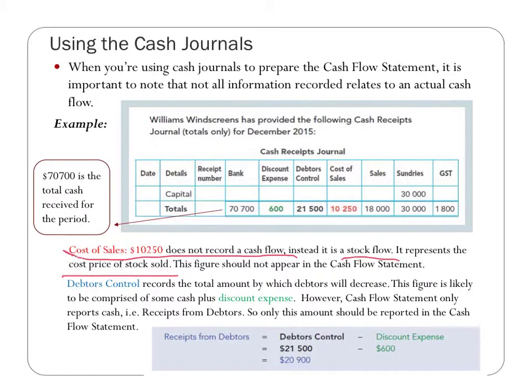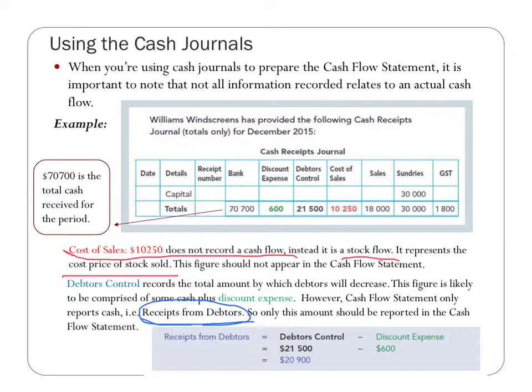In the debtors control column, if debtors are given a discount expense, a discount for early payments, then the actual cash received is going to be less than the total debtors amount. So debtors control records the total amount by which debtors will decrease. This figure is likely to be comprised of some cash plus discount expense. And because the cash flow statement only reports cash receipts from debtors, only this amount should be reported in the cash flow statement.